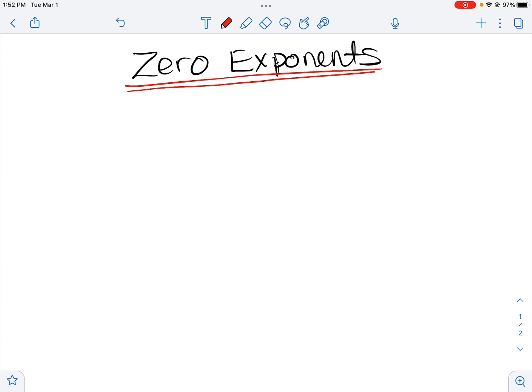Okay, what happens when an exponent is 0? Let's check it out. Let's say we have 3 to the power of 0. What would that equal? We can talk about this in two different ways. First, let's use our knowledge of exponent laws to prove what this will equal.